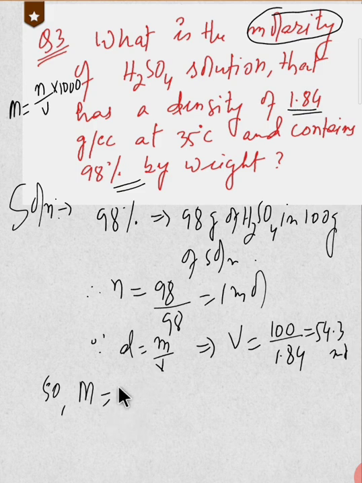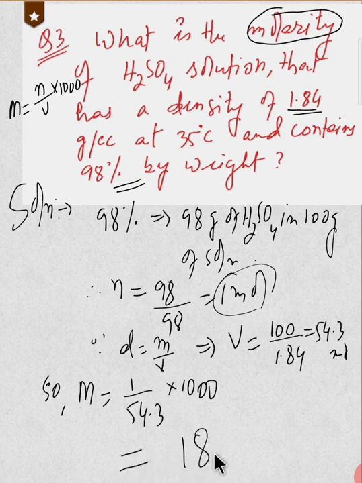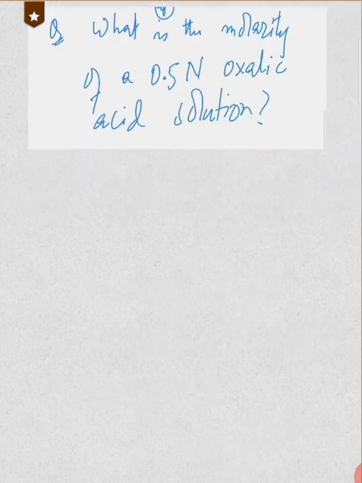So molarity is the number of moles of solute, that is 1 mole, divided by the volume of the solution in ml, which is 54.3, multiplied by 1000, and this value comes out to be 18.4. Now the units of molarity will be mole per liter. This will be the answer. Okay, 18.4. Now let me move to the next question.